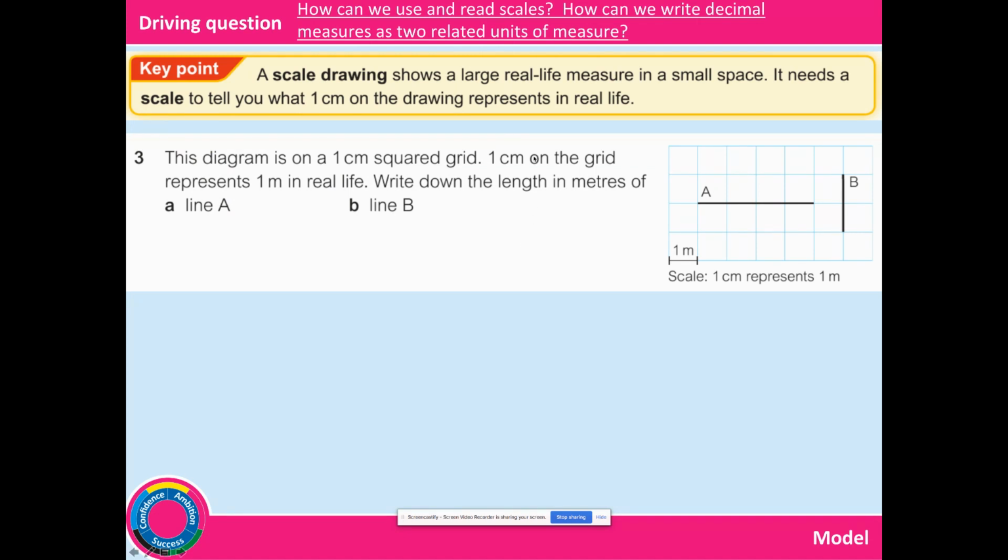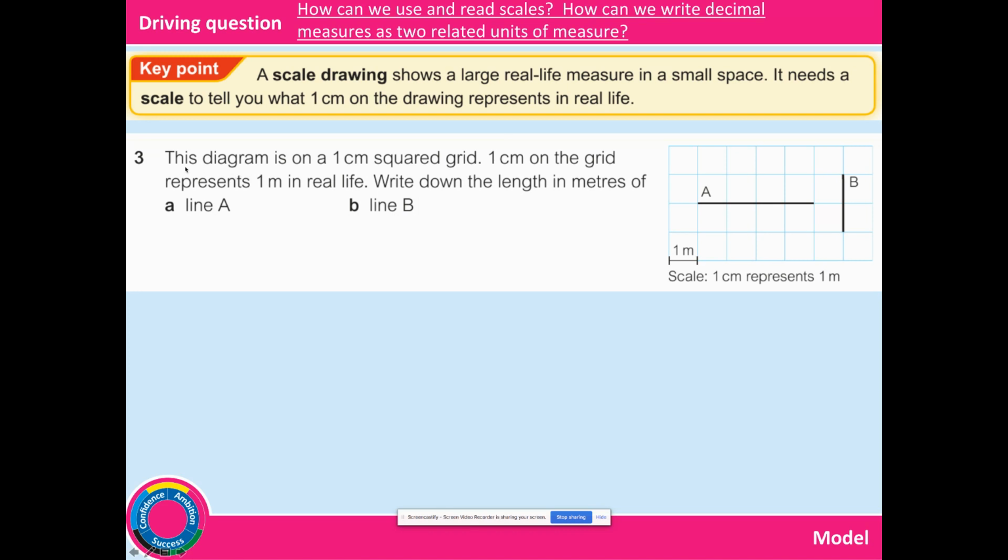Okay, so just read the key point. A scale drawing shows a real-life measure in a small space. It needs a scale to tell you what 1 centimetre on the drawing represents in real life. So our scale down here, 1 centimetre represents 1 metre.